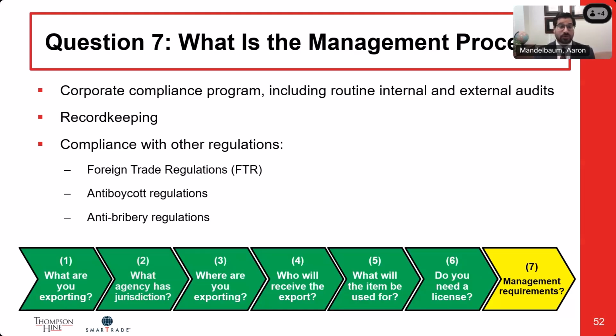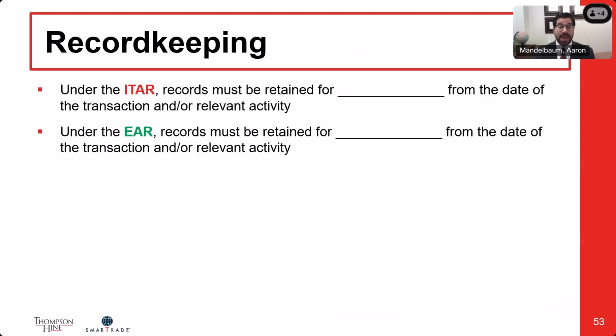I do, however, want to highlight the record-keeping requirements in particular. And fortunately, under the ITAR and the EAR, the record-keeping requirement is the same. You must retain records for 5 years from the date of the transaction and/or the relevant activity. Some of you out there are probably thinking, well, what is a relevant activity? And the answer to that is maybe you've already formalized the transaction, but you still need a license. So securing that license, that would be a type of relevant activity.